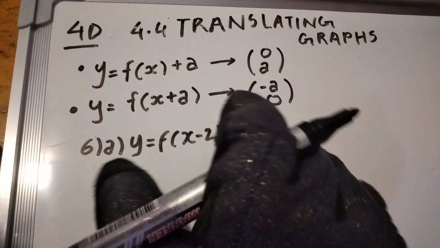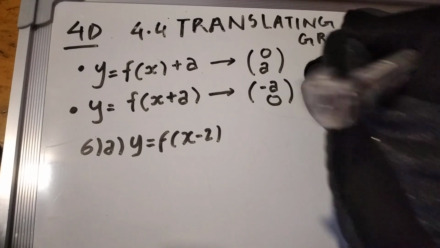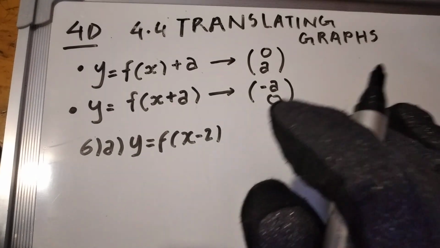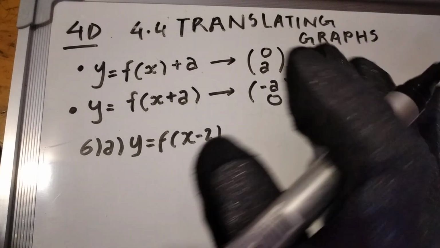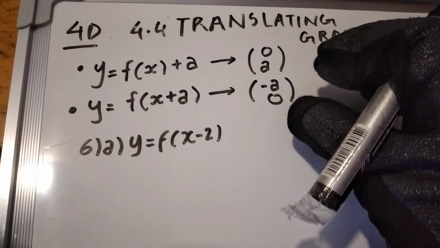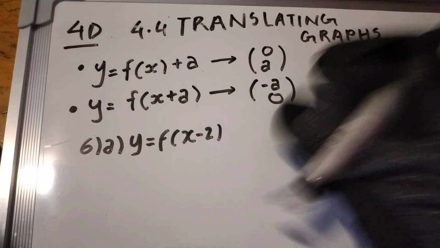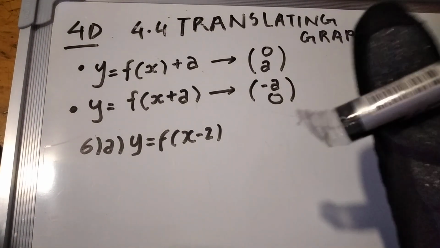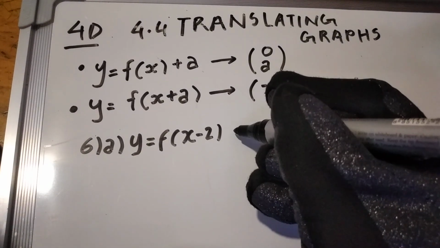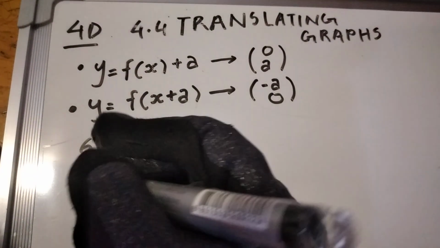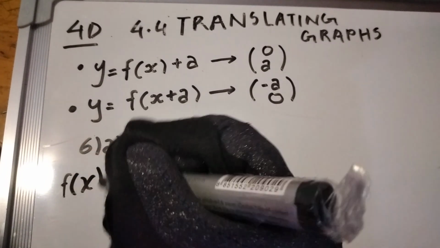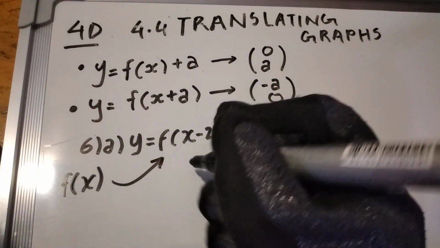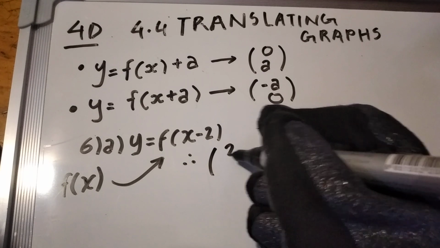Initially, we can compare. This is in the format number 2, so there must be a change in the x value as it is translated. The x value will be changed and the y value will have no change, because this is the column vector translation that represents the translation as y equals 0. This means that there's been no change in the y value. So the real graph was y equals f(x), and it has been translated to this one. Therefore the coordinates will be (2, 0).